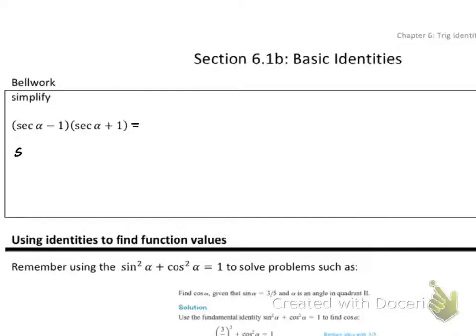We're going to have secant squared alpha. Well, secant times a positive 1, secant times a negative 1, that's 0. Negative 1 times 1 is a negative 1. Well, I don't even need to go through cosine or sine, because who could tell me what secant squared alpha minus 1 can equal, or how I can rewrite it? Yeah. Tan squared alpha. Yep, perfect. It would just be tangent squared alpha.